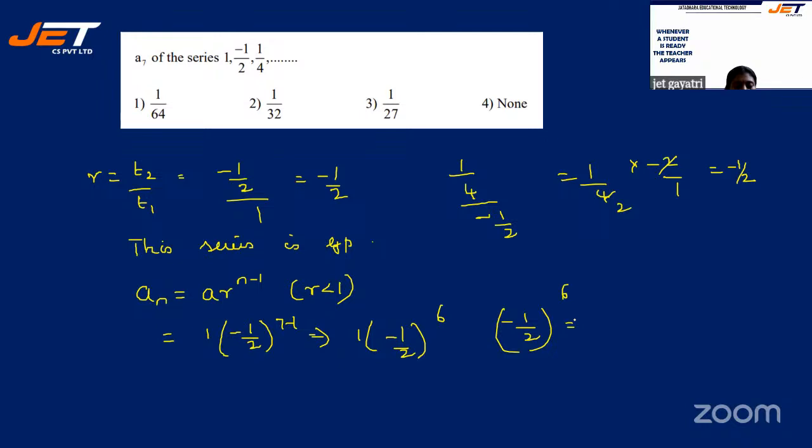So 2 twos are 4, 4 twos are 8, 8 twos are 16, 16 twos are 32, 32 twos are 64. And it is even. Even means it will be plus. Only odd powers will have minus. If it is even, then the powers will become only plus. Alright students, so now where is our answer here? So your answer is option 1. Okay, so hope you all have got the answer.